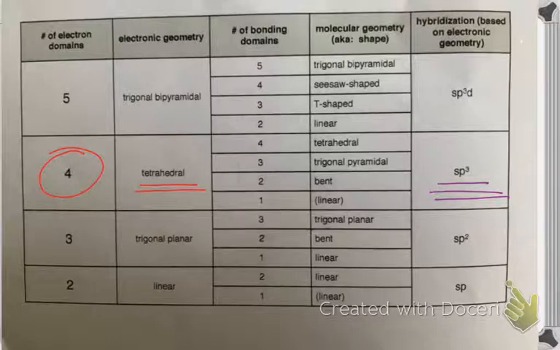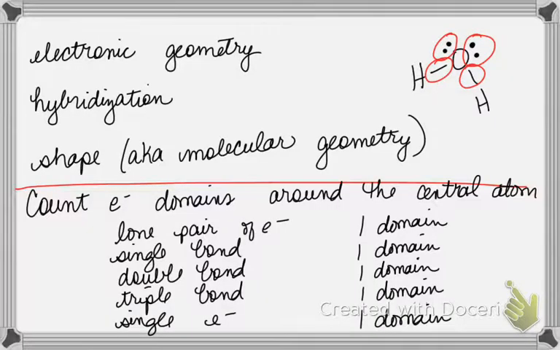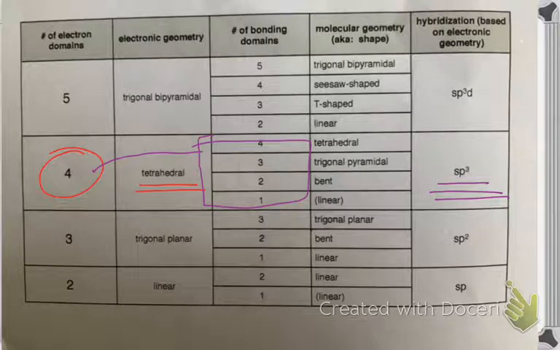Now the next one says, name the shape around the central atom. So to do the shape, we're going to have to go from here, and we're going to have to narrow it down here on the table. So look at oxygen. There's four domains, clearly. How many of those domains are bonding domains? Of the four, two of them are bonding domains. So of the four, if two domains are bonding, that corresponds to a bent shape of the molecule.